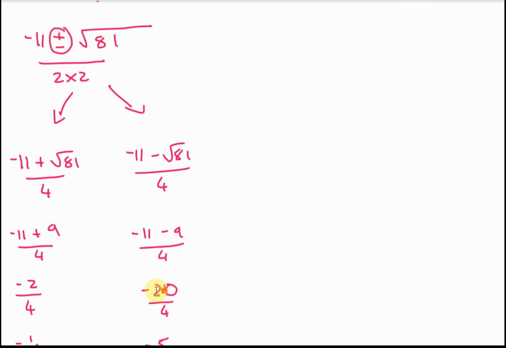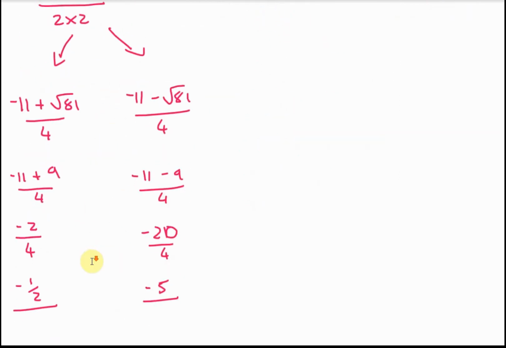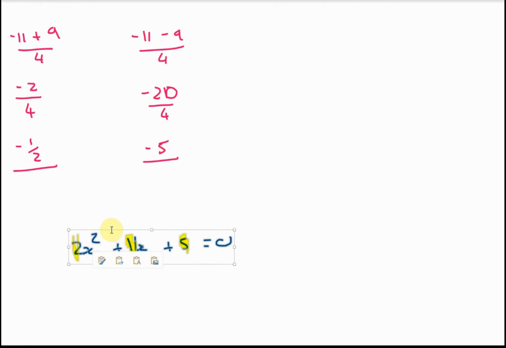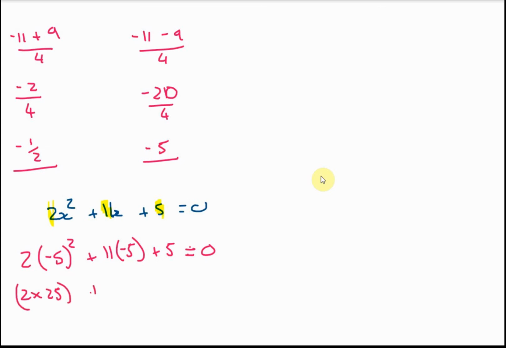The only thing I'll say when you substitute back in is just remember that squaring a negative number gives you a positive. So I just take my equation down here, and I'll do it with the minus 5. It'll be 2 times minus 5 squared plus 11 times minus 5 plus 5 is equal to 0. So that would give me 2 times 25, because minus 5 squared is 25, plus 11 times minus 5, so that would be negative 55, plus 5 is equal to 0.